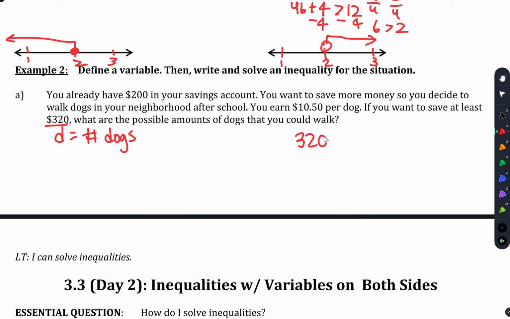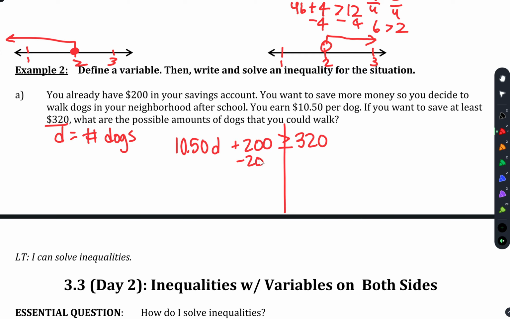Now, what sign am I going to use in my equation? It says I want to save at least 320. Greater than or equal to. It means I could save 320, but I could also save more than 320. What goes on the left side here? How am I going to set that up? How much money do I have, and how much money am I earning per walking these dogs? Perfect. $10.50 per dog, so times D, plus the 200 we already have in our account, has to be greater than or equal to 320. Questions on how we set that up?